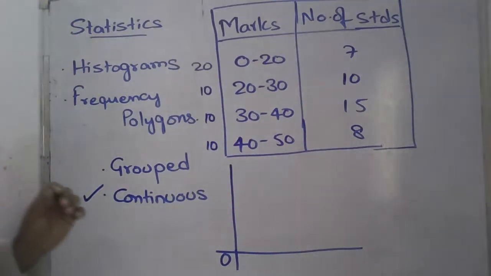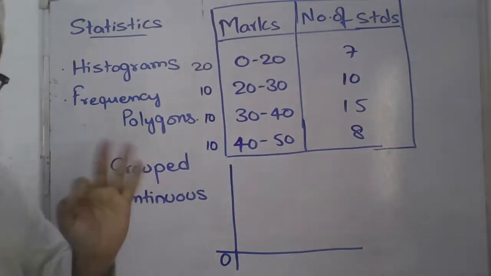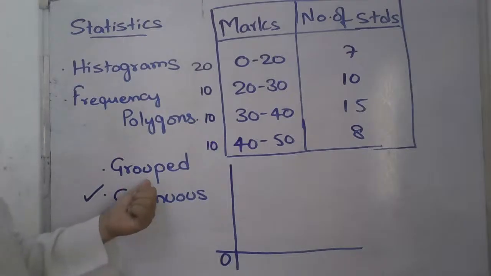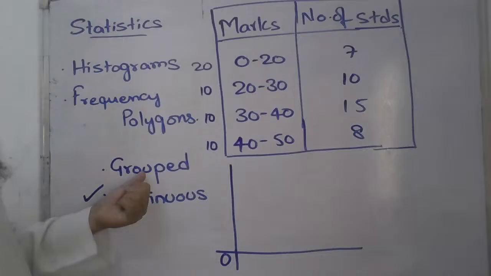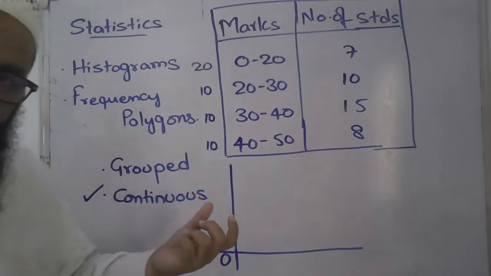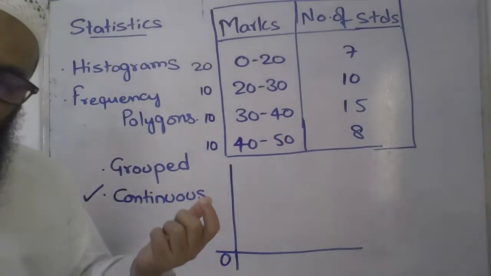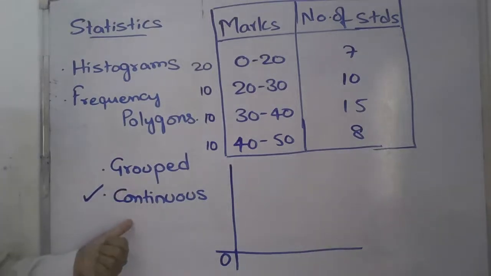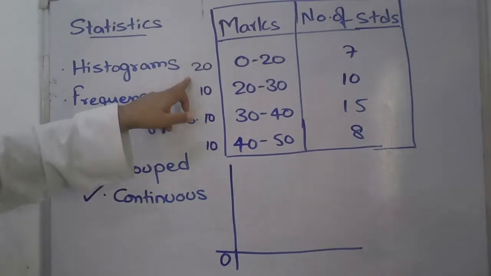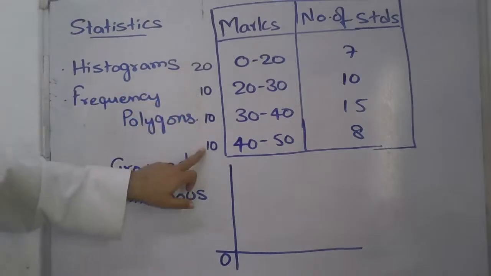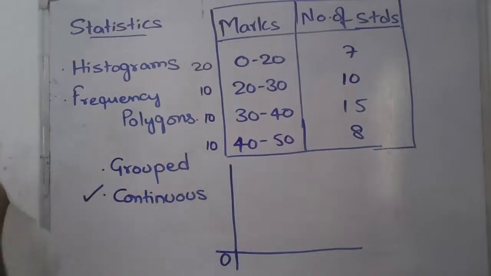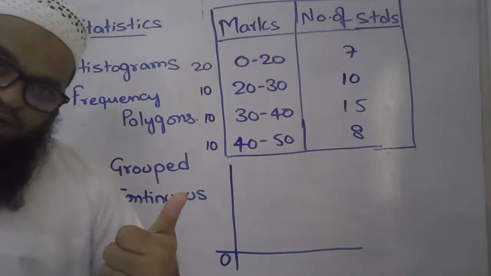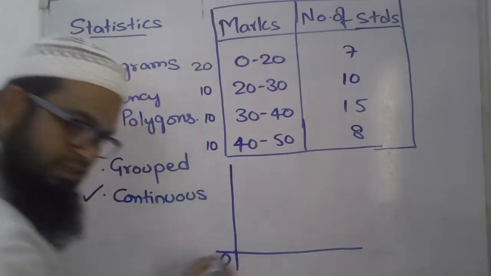Understood? So, you have to check three things. Whenever they give you data to draw histograms, you are supposed to check whether it is grouped or not, whether it is continuous, and what the class size is. The class size is 20, 10, 10, 10. So take the minimum one, which is smaller, 20 or 10. 10 is smaller.